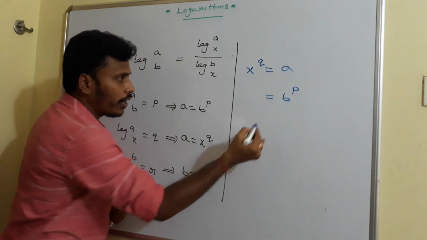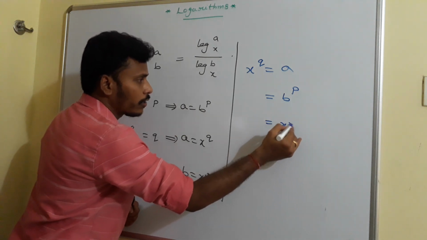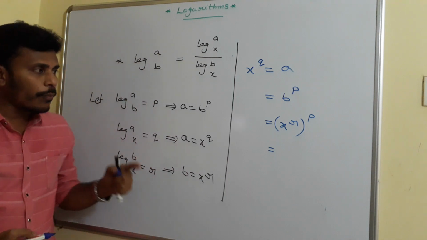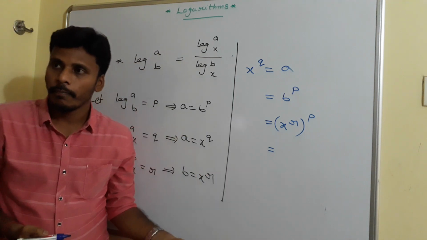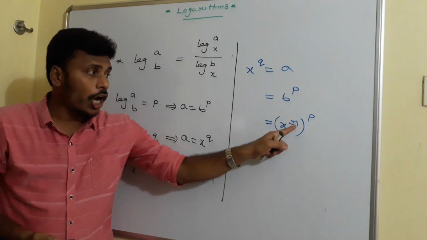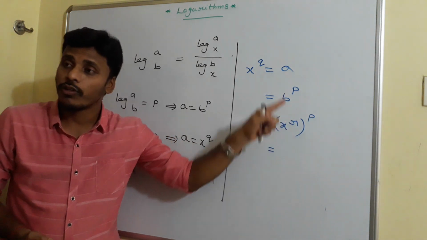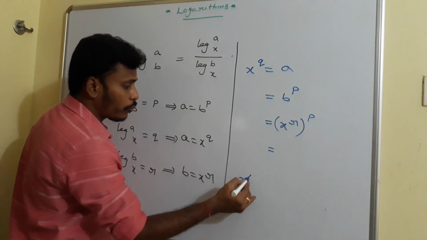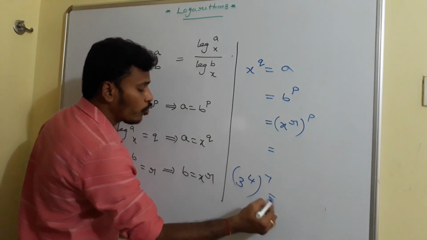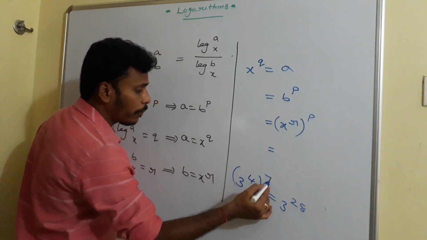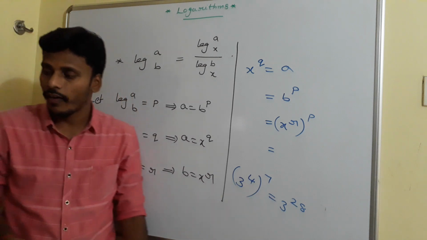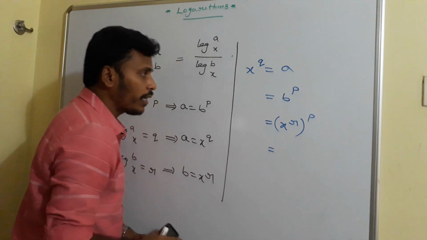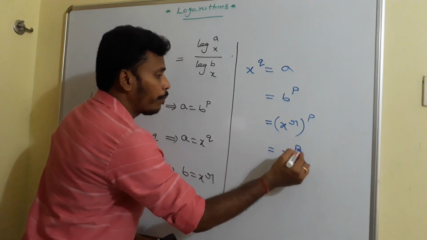And now from the third relation, replace b with r. So x power r to the power p. Now, what do you say about x power r to the power p? We have a law in the exponents like this: a power m to the power n. For suppose 3 power 4 power 7 can be written as 3 power 28 by multiplying these two. I think you are aware of that law. With the help of that law, x power r to the power p can be written as x power pr.